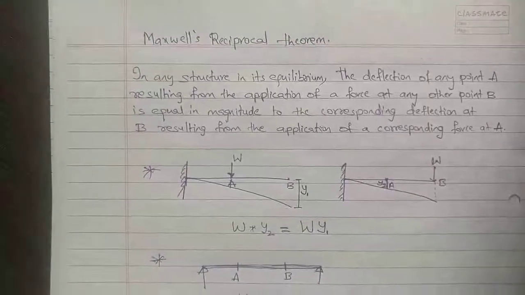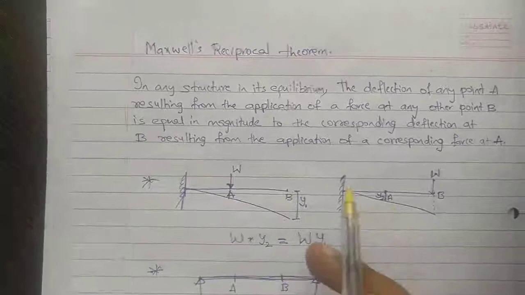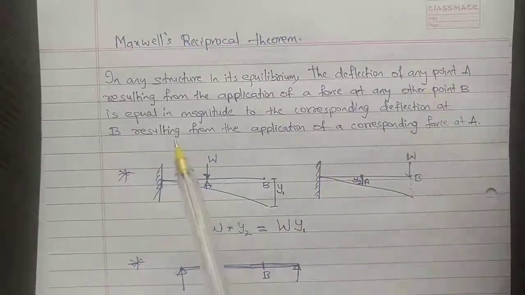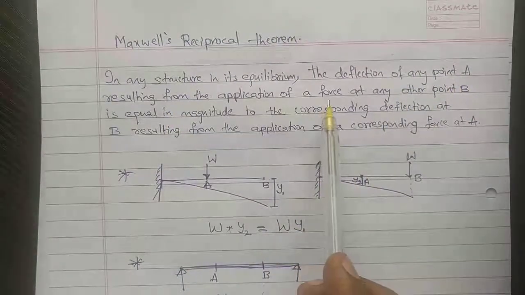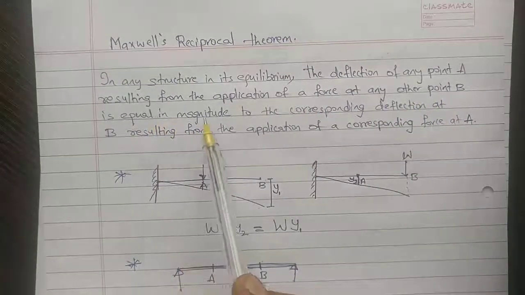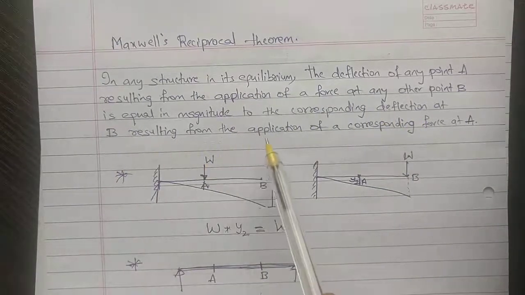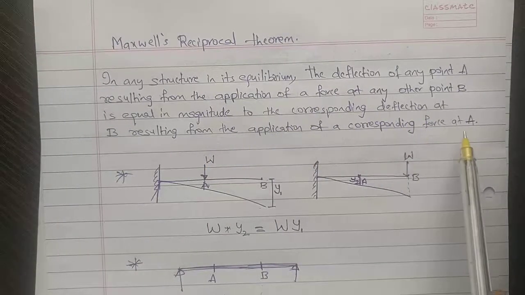Two theorems are there here. First is Maxwell's reciprocal theorem. In any structure in its equilibrium, the deflection of any point A resulting from the application of a force at any other point B is equal in magnitude to the corresponding deflection at B resulting from the application of a corresponding force at A.